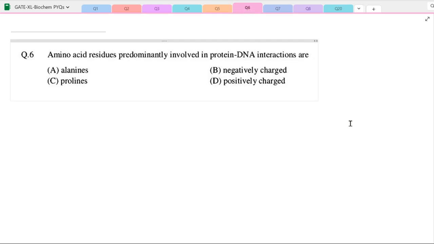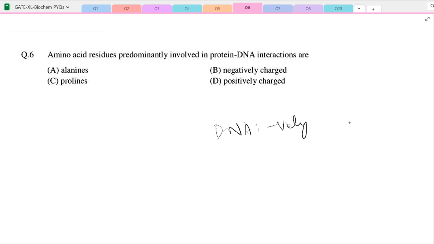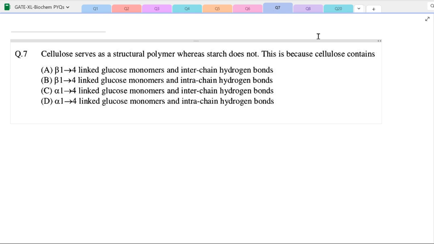Amino acid residues predominantly involved in protein-DNA interactions are... So basically DNA is negatively charged. Why? Because of the sugar phosphate backbone, and definitely the proteins that are involved in protein-DNA interactions are positively charged. So the correct answer here is positively charged. Okay. Moving on to the next question.